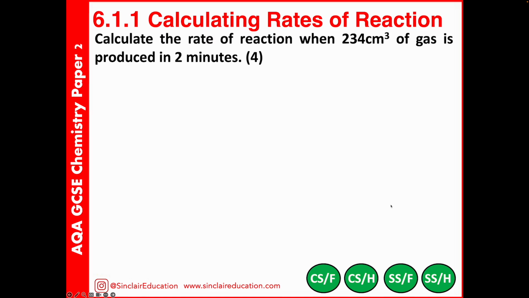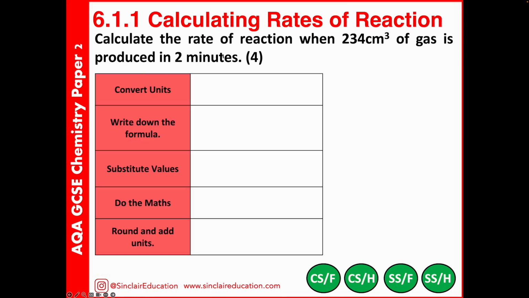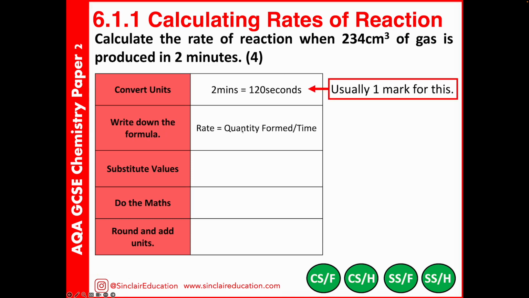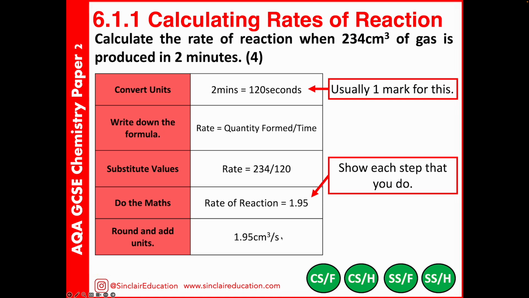So if we needed, for example, to find the rate of reaction when this volume of gas is produced in 2 minutes, first of all, we will want this in seconds, so we'll convert that. We're going to do our quantity formed divided by time, and we'll substitute our values. So here our rate will be 234 divided by 120, giving me a rate of 1.95. Now I have done my quantity in centimetres cubed divided by time in seconds. So my unit will be centimetres cubed per second, volume divided by time.